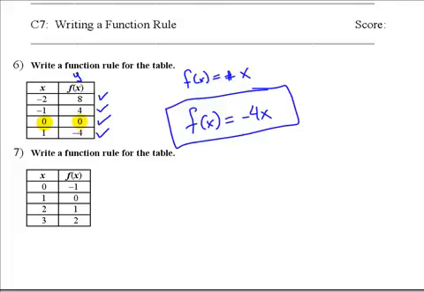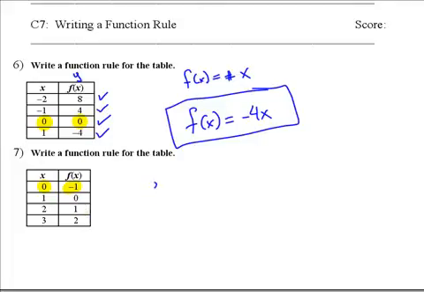Let's pause right here for a second. Number 7, we're doing the same directions, but this time they gave us the 0. We like seeing 0 in the x because it tells us what they're adding or subtracting. We know they're subtracting 1 here because when x is 0, we get a negative 1. Let's see if that's all they're doing. If I have 1 minus 1, do I get 0? Yeah. If I have 2 minus 1, do I get 1? Yeah. If I have 3 minus 1, do I get 2? Yeah. So all we're doing here is subtracting 1.